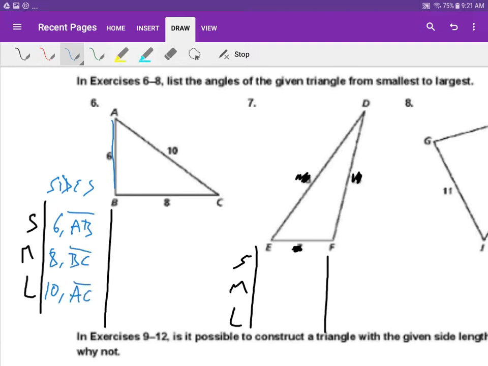Bro, is it going to be this easy though? The first part, yeah. So look, here's your answer. AB is across from which angle? It's across from C. So angle C goes with this one. BC is across from which angle? It's across from A. And then this one's across from B. So this is how you do those first 4.